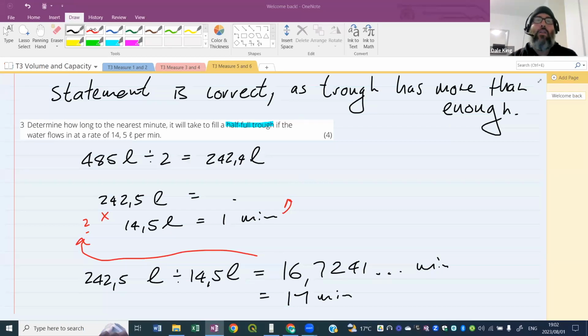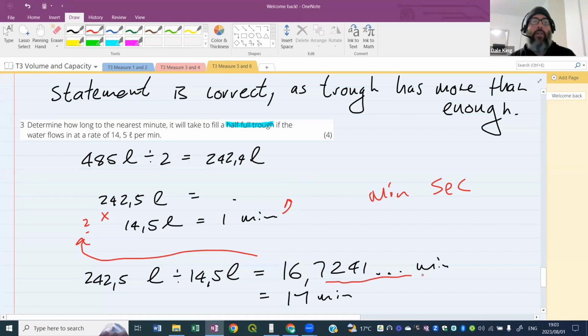Okay, I see what you're saying. They're not asking for the answer in minutes and seconds. They're not asking for the answer in that format. They're saying whatever you get here is your decimal. Quickly round that up to the nearest minute. So we don't need to go to minutes and seconds unless the question wants us to. We just need to take our decimal minutes here and round. So if it's 16,7, go to the nearest minute, which is 17 minutes.